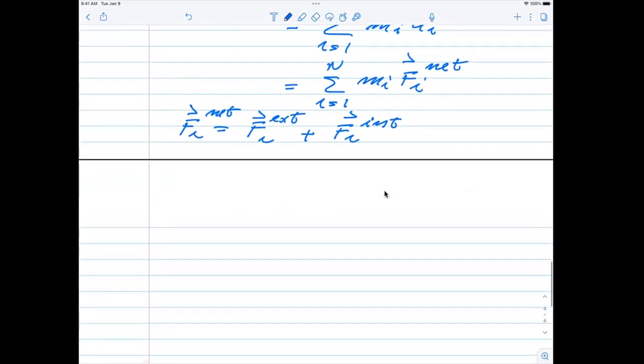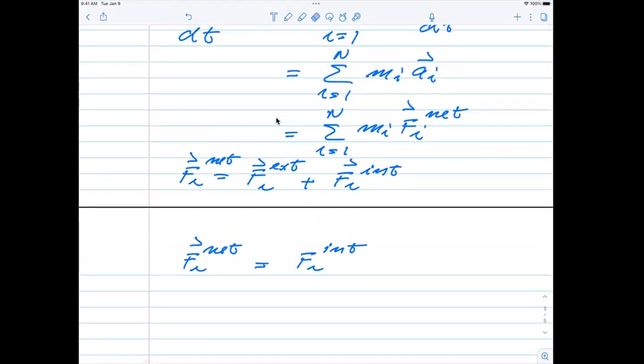Now, if we make the assumption that this F_i net is equal to the F_i internal, and then we perform the sum over all these, sorry, I was a little bit in a hurry here. This should not be here. This is just the sum over the forces here. Sorry for that. I saw it now. So if you see things like that, please don't hesitate to tell me.